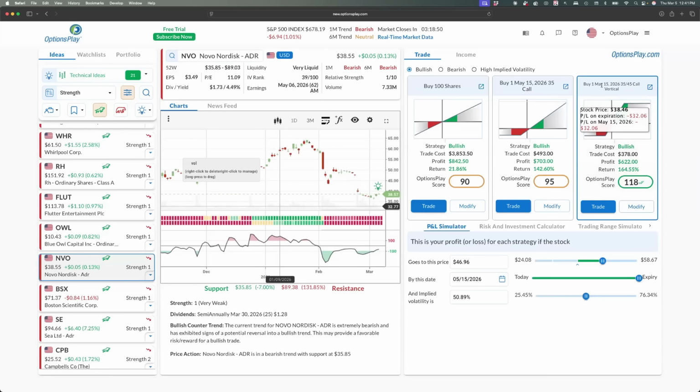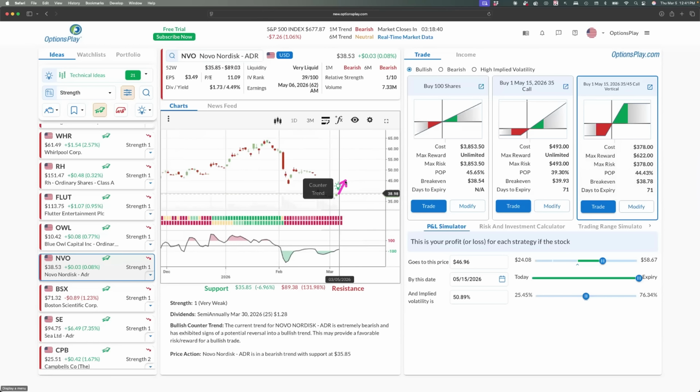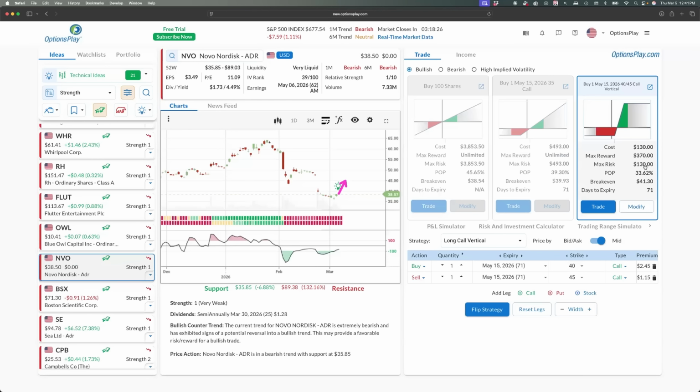Try to structure something like buying a call vertical where I can potentially risk $378 to make $622 if the stock gets back up to 45, which is where it was just a few days ago, right? So if we get that mean reversion back to 45, I'm risking 378 to make 622. Those are the types of setups that I'd be looking for, and maybe even looking at being a little bit more aggressive, maybe doing something like buying a 40/45 vertical, risking 130 to make 370.